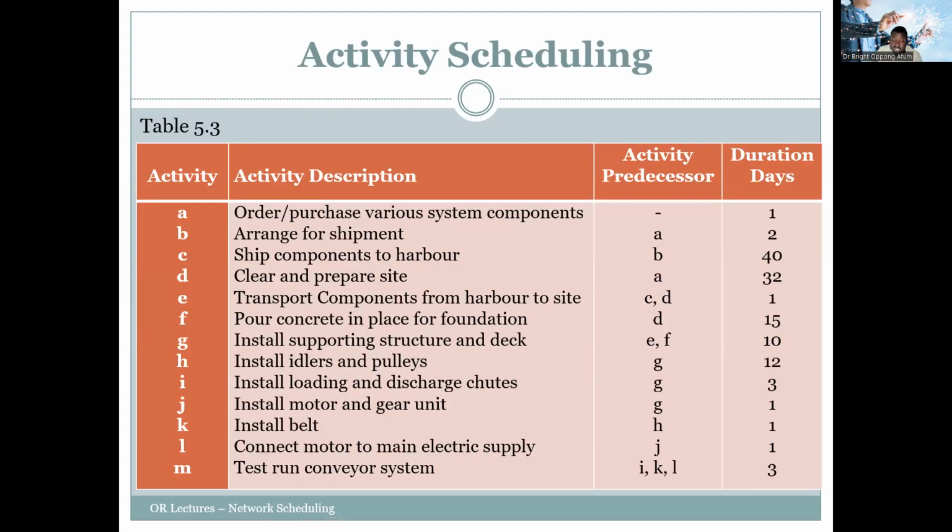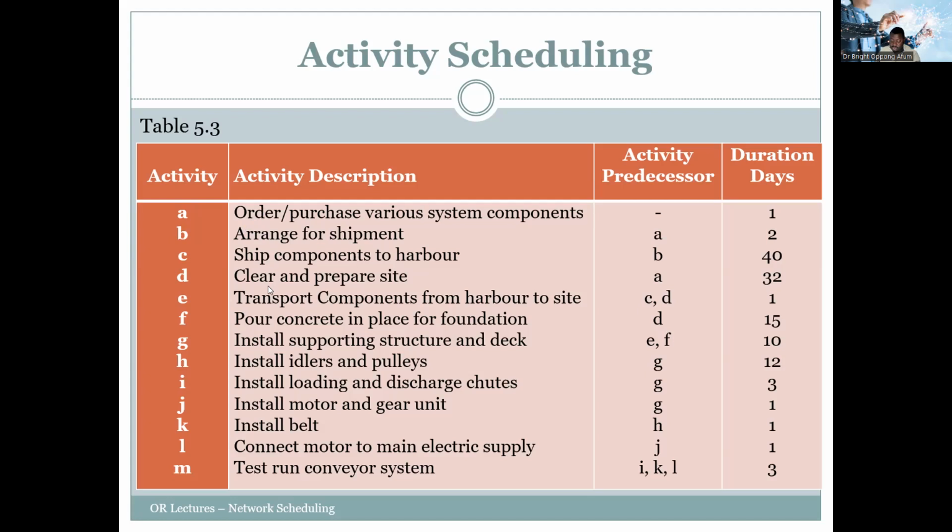So this is a typical activity schedule for a typical activity that might be scheduled for acquiring a conveyor system and also installing it. So we have all the various activities from A to M, and we have activity precedences and we have the duration for each activity.